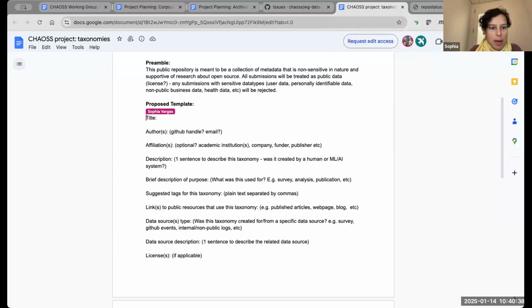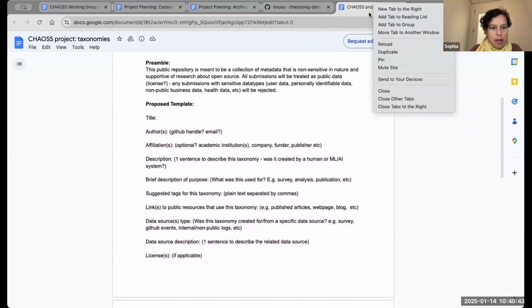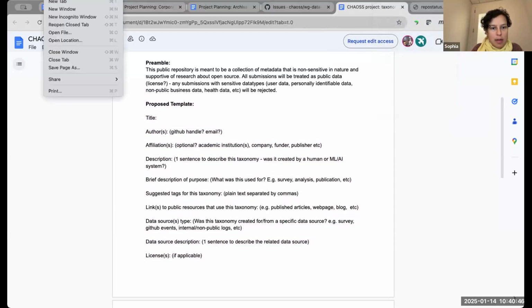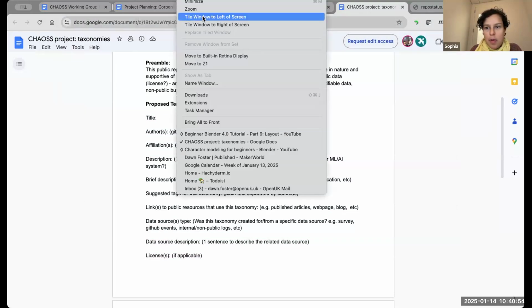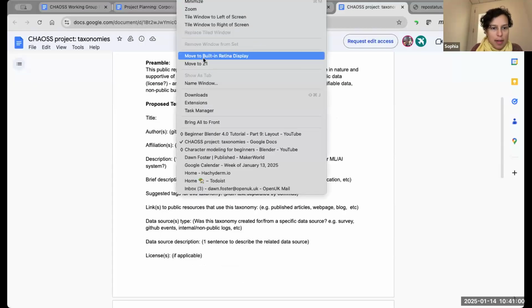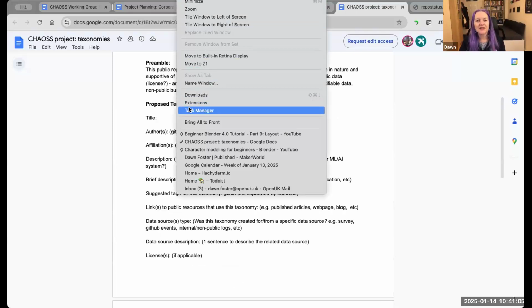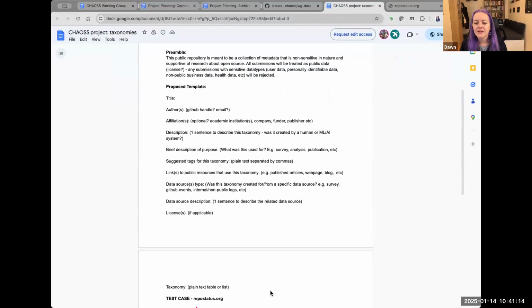but I'm just going to make a quick copy just so I don't lose the original. And then I'm going to put it below test case repo status.org. So I guess we'll just try to fill it out. I guess you can come off mute and just shout things out. I assume title would be repostatus.org. I was trying to figure out a way to show them both at the same time, and I'm failing to do that. Here, I'm going to stop sharing for just a second.